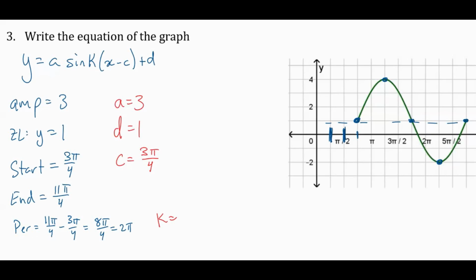You just found the period. We only found the period. We haven't found K yet. Do you remember how to find K? Yeah, because it's always 2 pi divided by the period, which is 2 pi divided by 2 pi, which is 1 in this case.